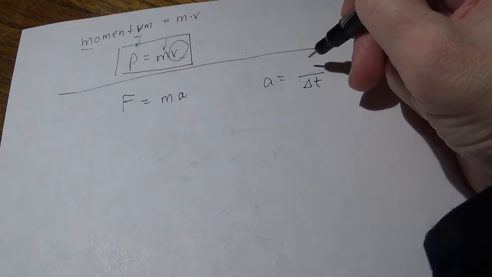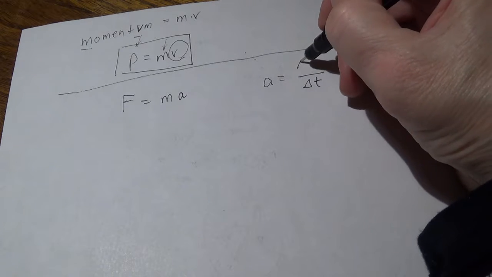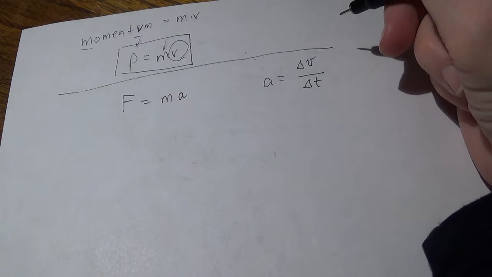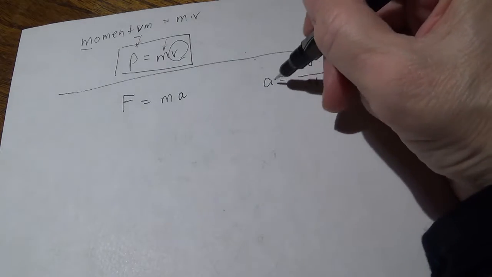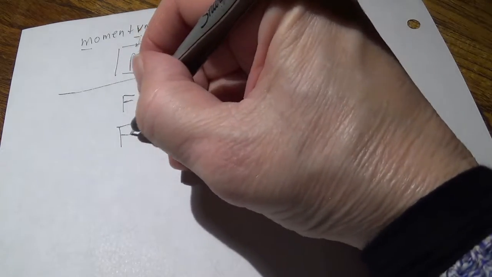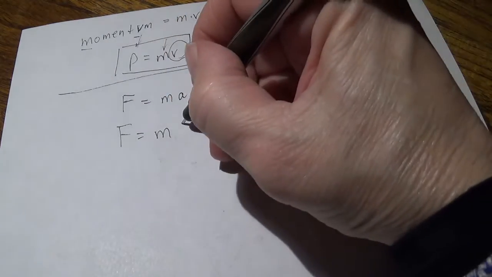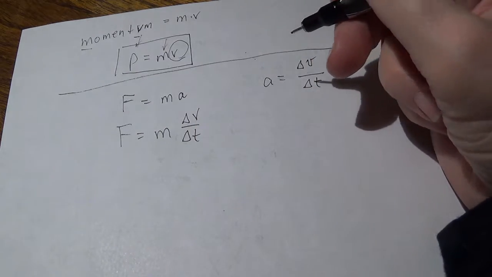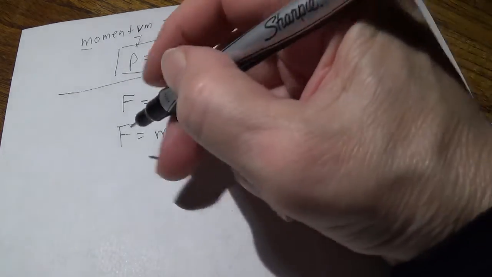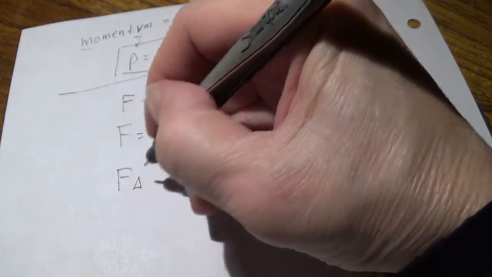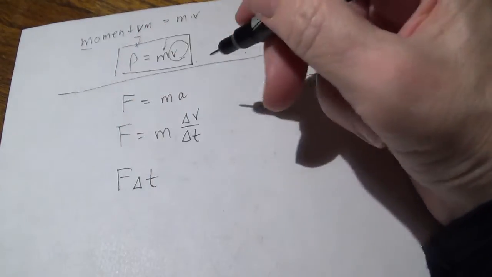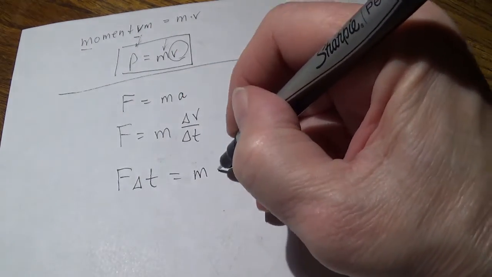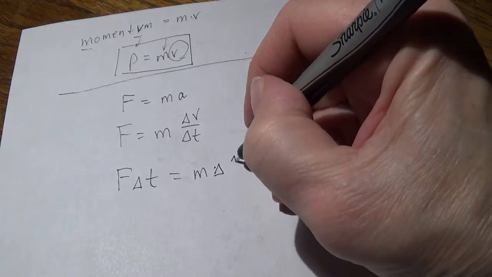Mod 1, what change in what over change in time is acceleration? Dimitri? Change in velocity over change in time. Very good. So, I'm going to replace A in this formula, thusly, change in velocity over change in time. So, I'm going to multiply both sides by change in time. Force times change in time. Now that disappears from the left, from the right, and appears on the left, and I have mass times change in velocity.